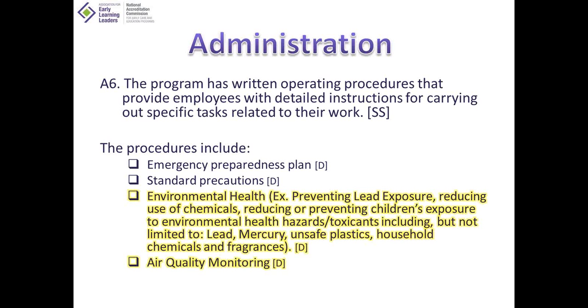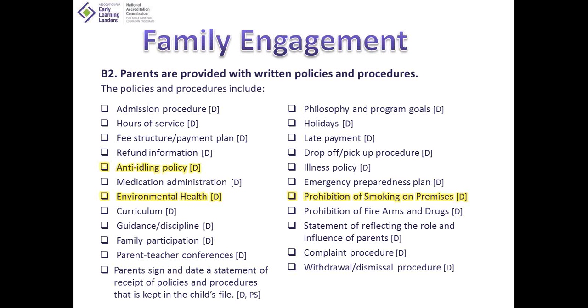The other two things I wanted just to point out quickly is that we included environmental health policies under our administration policies and procedures. So A6 is written operating procedures and what procedures they'll take to make sure they're monitoring air quality, as well as adding them in our family engagement section to parent policies and procedures, such as adding the anti-idling policy to the parent handbook.